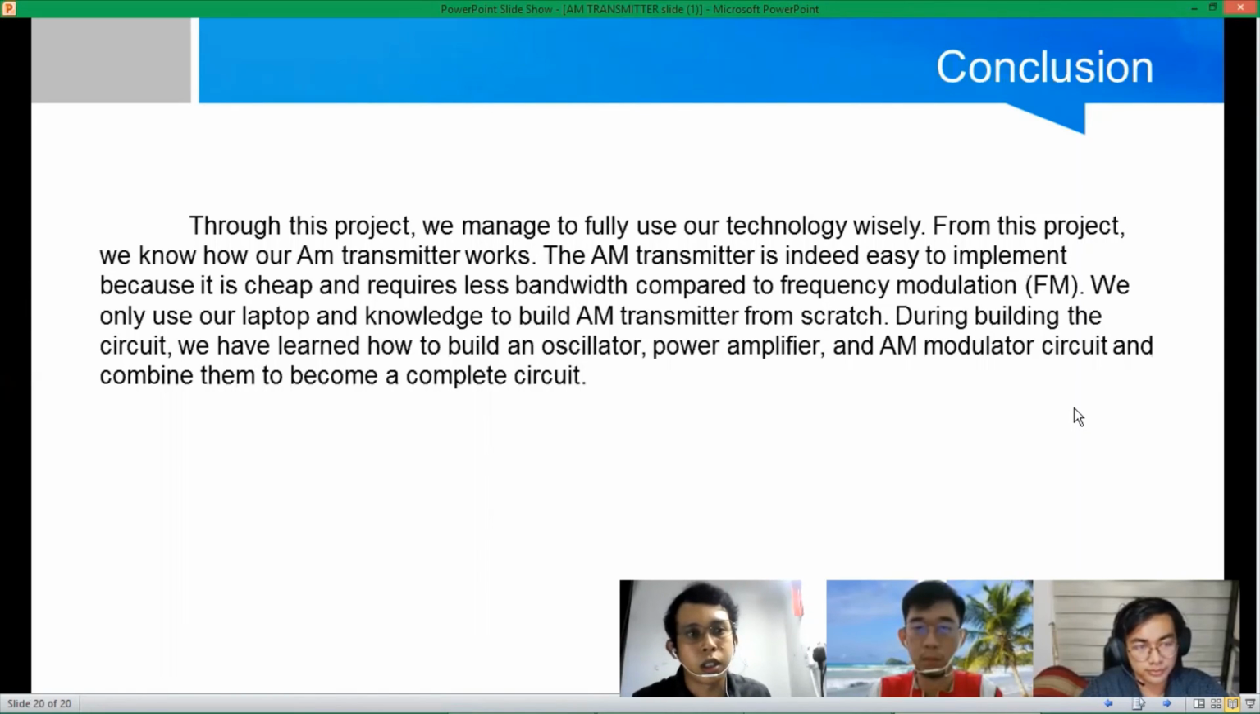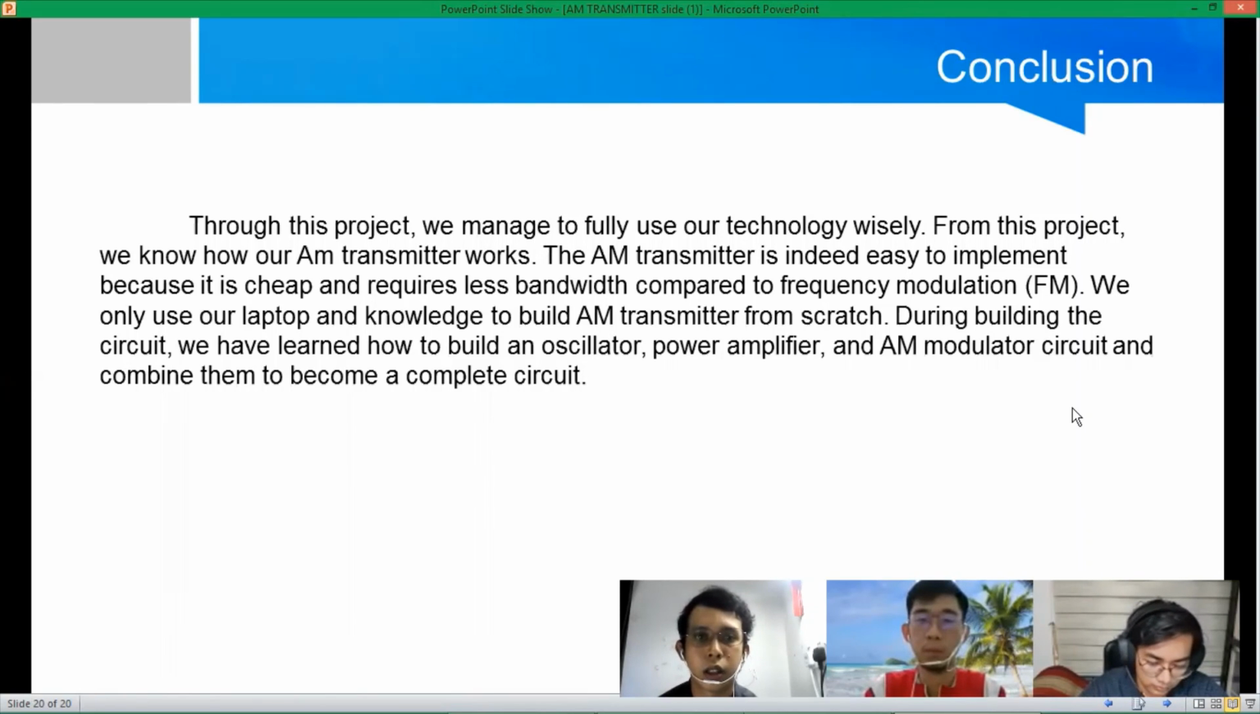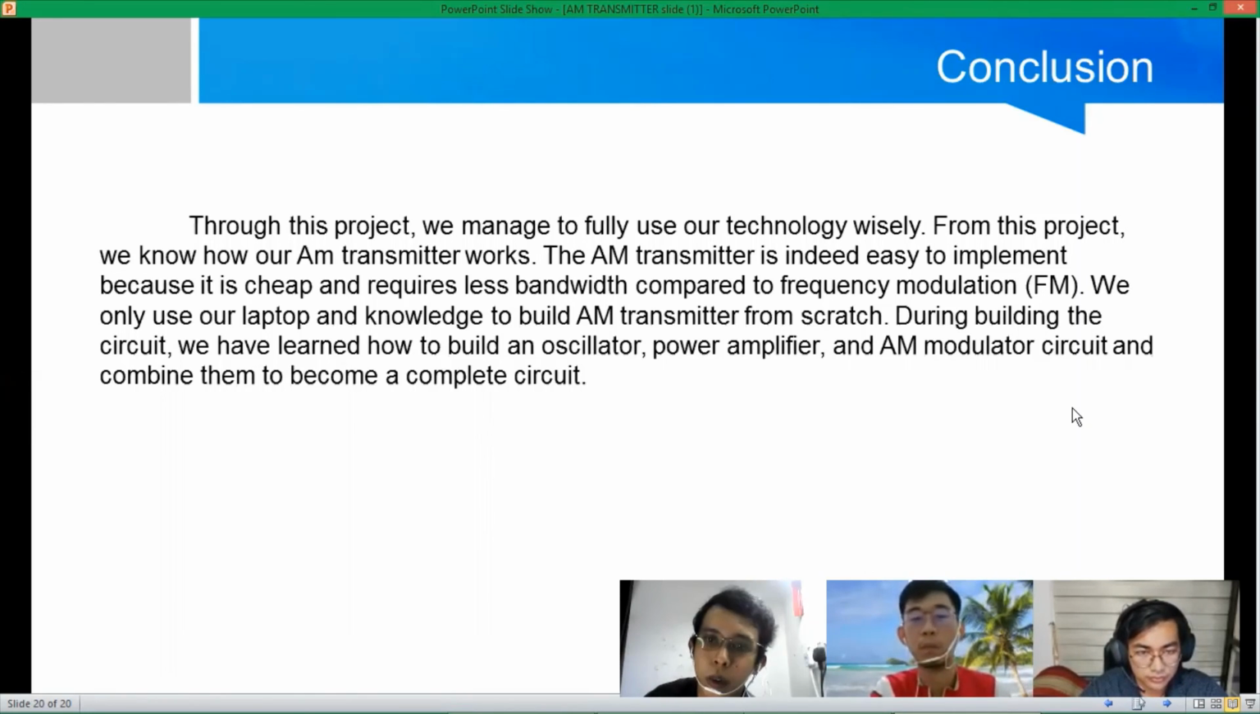Okay, for the conclusion, from this project we know how our AM transmitter works, and while building the circuit, we have learned how to build an oscillator, power amplifier, and AM modulator circuit, and combine them to become a complete circuit.